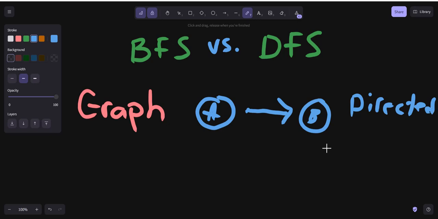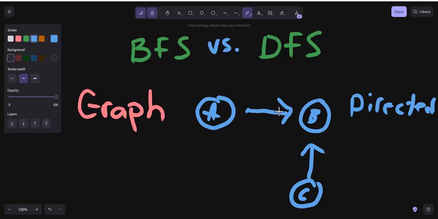And then let's just say there's another node over here, that's C, where you can go from C to B. So a directed graph is a graph where there's a direction in how you go from node to node, and you have to follow the arrow. There is no arrow pointing from C to A, so I cannot go from vertex C to vertex A because there's no path. So that is directed.